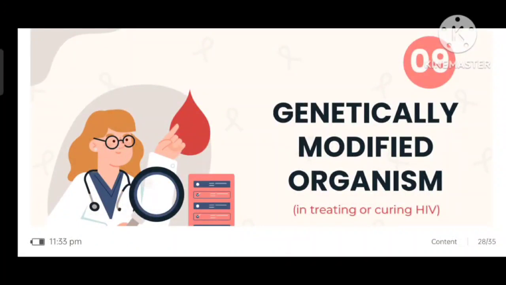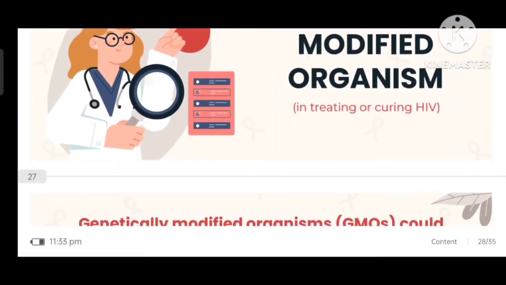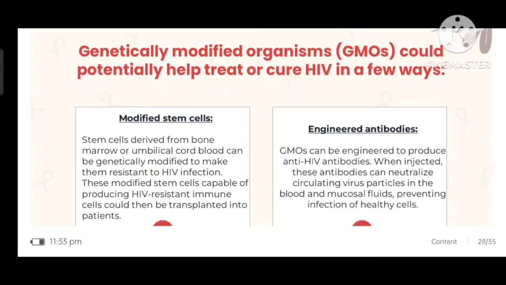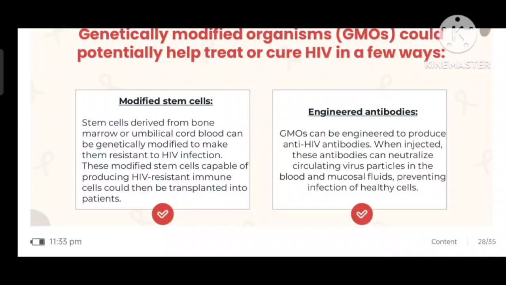Genetically modified organisms in treating or curing HIV. Genetically modified organisms, or GMOs, could potentially help treat or cure HIV in a few ways. For example, modified stem cells. Stem cells derived from bone marrow or umbilical cord blood can be genetically modified to make them resistant to HIV infection. These modified stem cells, capable of producing HIV-resistant immune cells, could then be transplanted into patients.